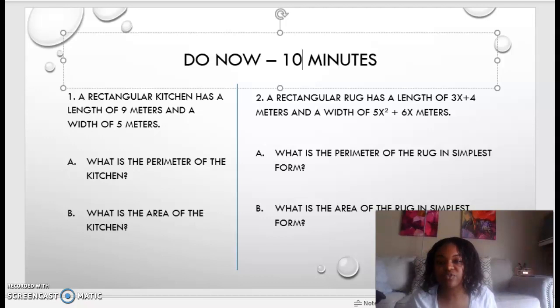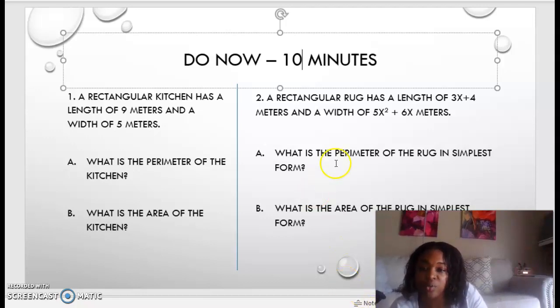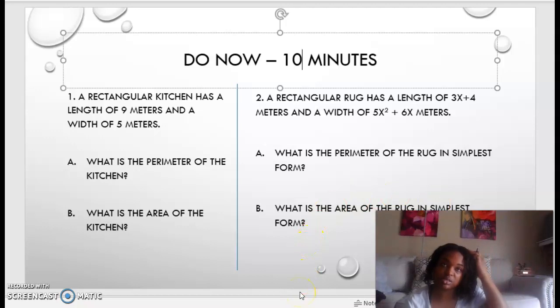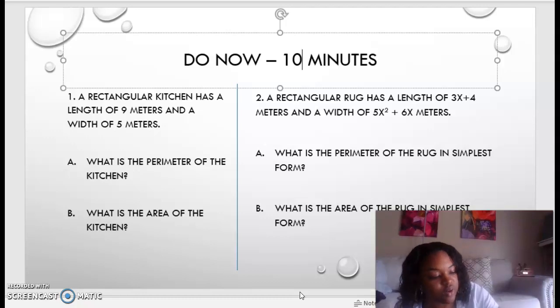So feel free to pause it for a second to see if you can work through what the perimeter and area for this particular problem is. So I'm going to continue assuming you've paused it and tried to figure this out on your own, or you haven't paused it. So our rectangular rug has a length of 3x plus 4 meters, and it has a width of 5x squared plus 6x meters. So we want to find the perimeter and the area. So what is the perimeter of the rug in simplest form?